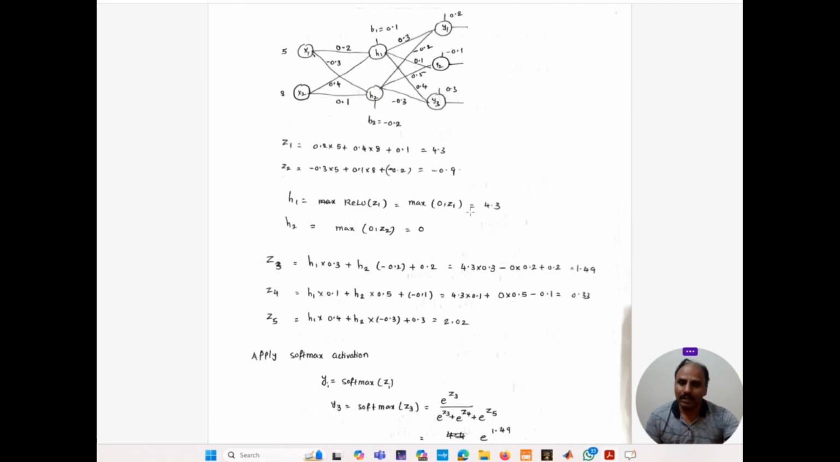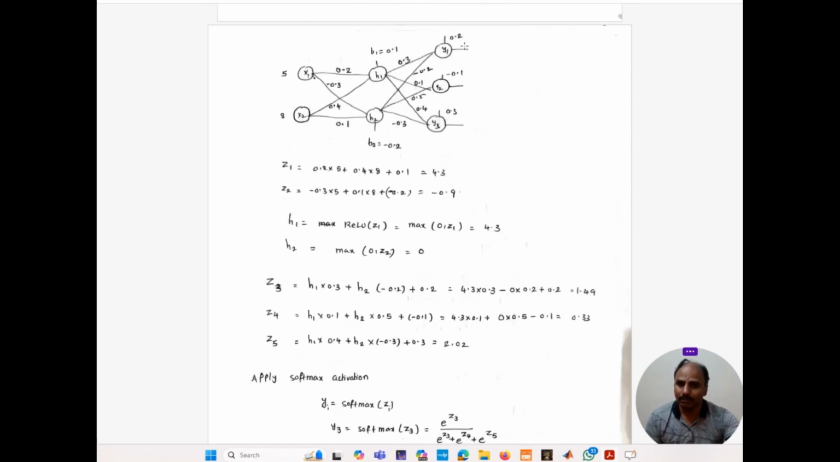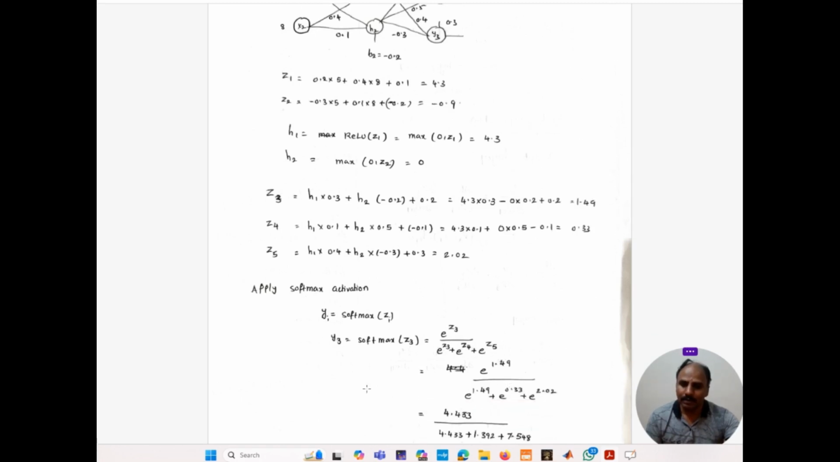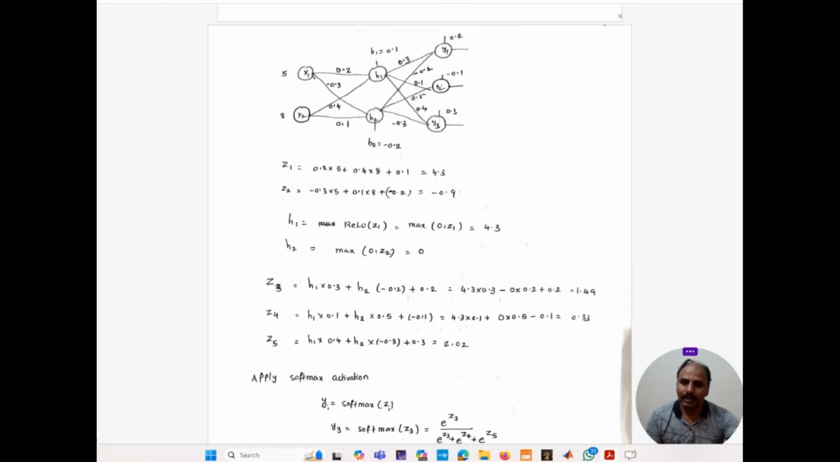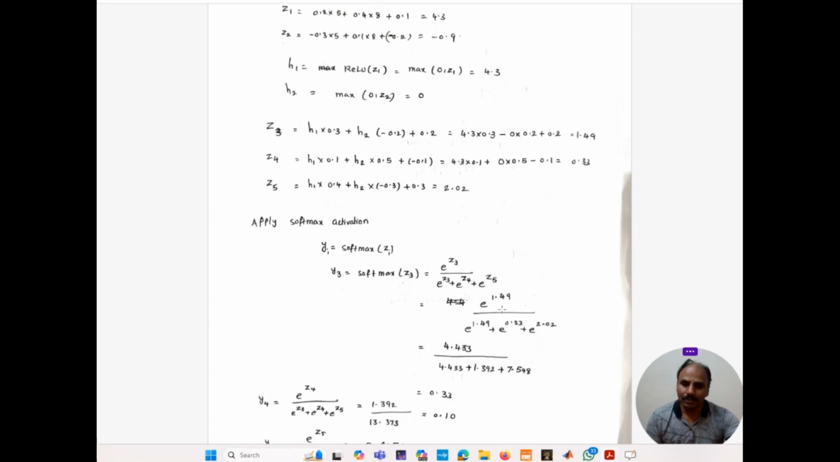So that can be obtained by the softmax. Here the formula is e to the power of z3. If we are calculating the output across this neuron, then we take e to the power of z3 divided by the total of the outputs z3, z4 and z5. Similarly, if I want to calculate this one, then e to the power of z4 divided by the same sum, after substituting z3, z4 and z5, which we have already obtained.